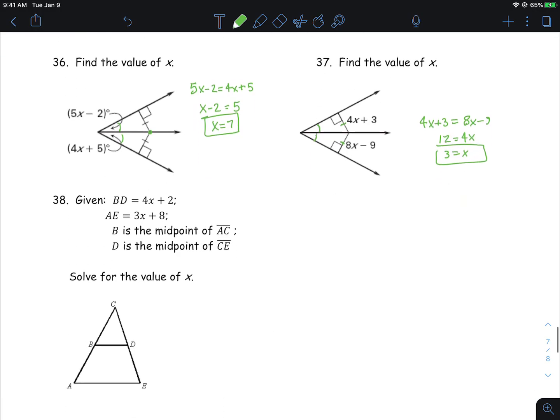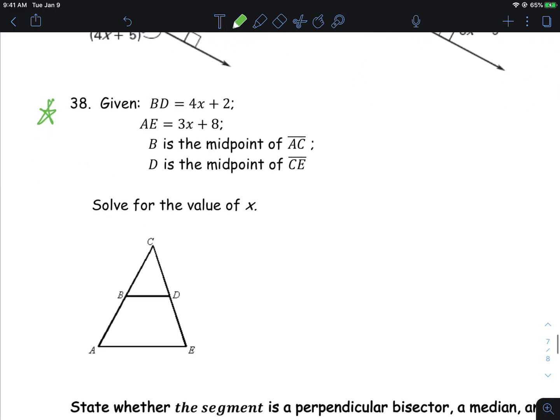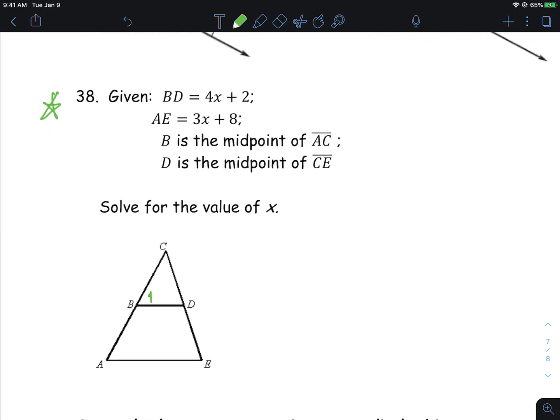Probably most missed question here on the test and stuff like that is the mid-segment problem here, dealing with algebraic expressions. So if you go and label it here, BD, that's 4x plus 2. And then AE is the 3x plus 8. And the issue is people will want to go and set these equal. So I'm going to write this down, but I'm going to put a big X through this here. So this is the way people sometimes set it up improperly. That is not the correct way.